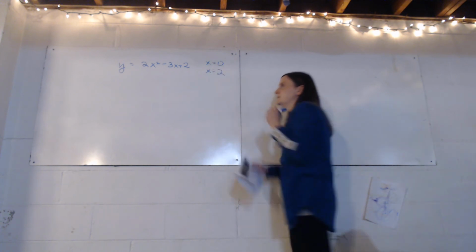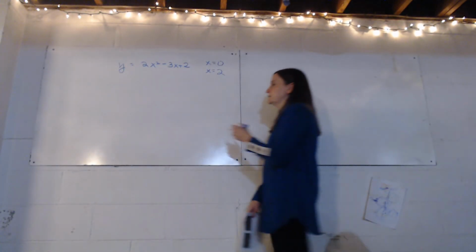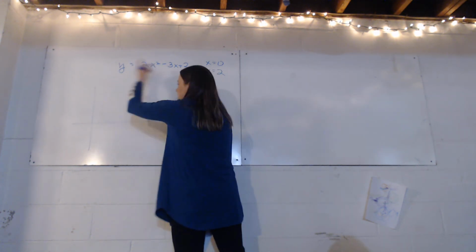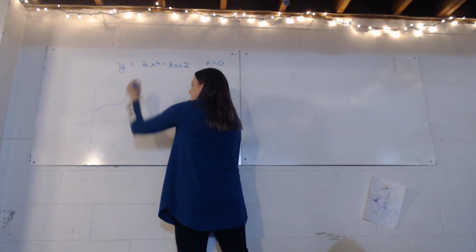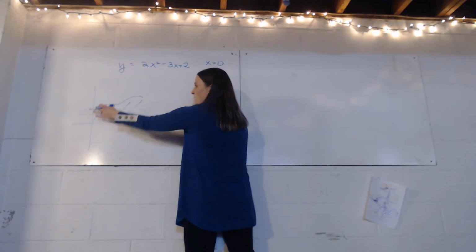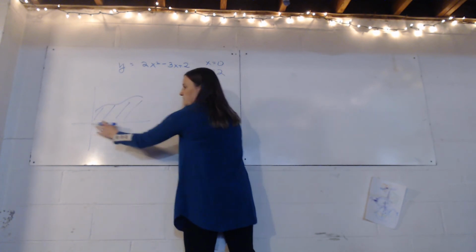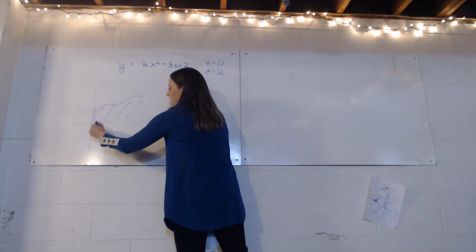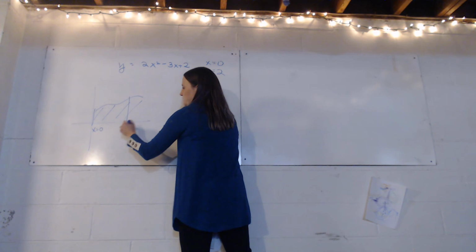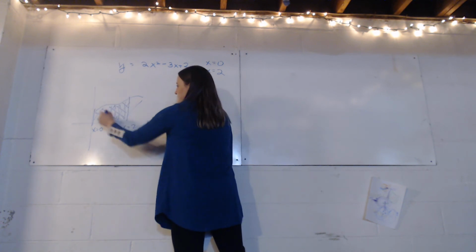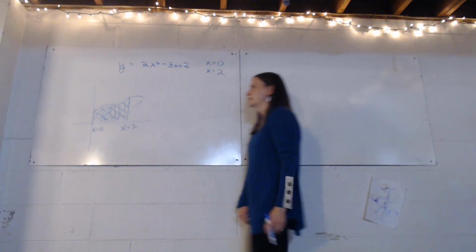So what this is asking me is, if I graphed this function on an xy plane, I don't know exactly what the graph looks like, but here I have this function. It's asking me to find the area that's bound by that curve, the x-axis, and the vertical lines x equals 0 and x equals 2. So this stuff right here, that's what it's asking me to find.